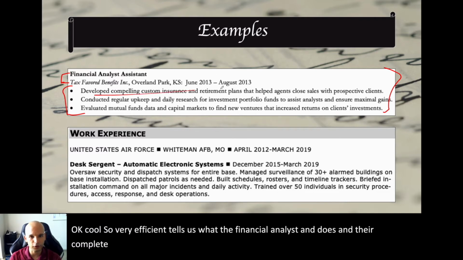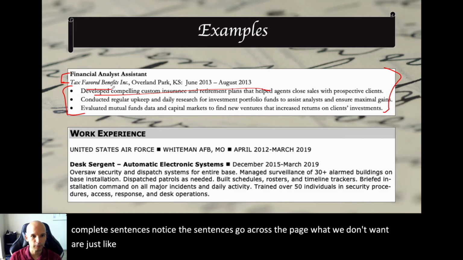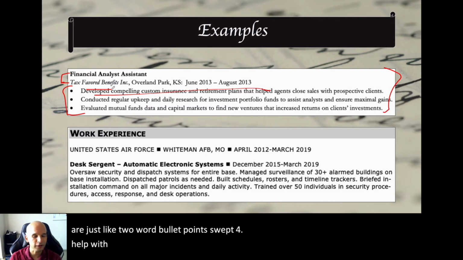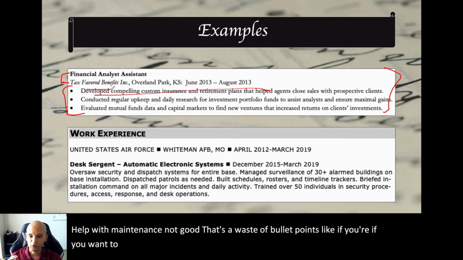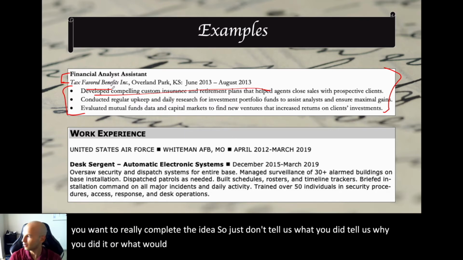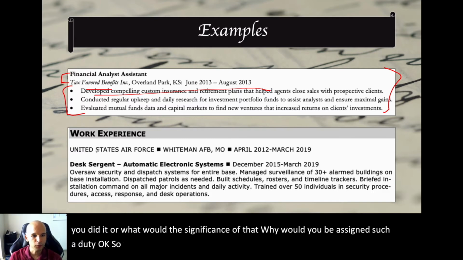Notice the sentences go across the page. What we don't want are just 2-word bullet points. Swept floor. Helped with maintenance. Not good. That's a waste of bullet points. If you want to really complete the idea, don't just tell us what you did, tell us why you did it, or what was the significance of that. Like, why would you be assigned such a duty? Okay? So that's good. And then if you want something more in paragraph format, here's what paragraph would look like.